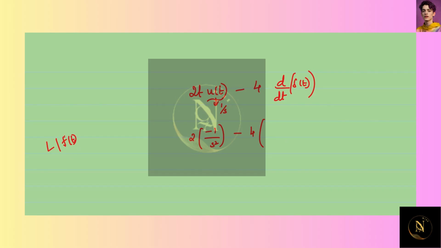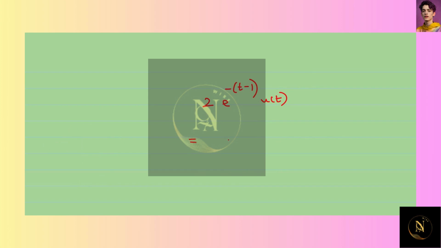The Laplace transform of the derivative f dash of t is s into the Laplace transform of f of t minus f at 0 minus. But delta of 0 minus is 0. So it's basically s into the Laplace transform of delta of t, which is 1. So it is s. So the answer for this question is minus 2 by s square minus 4s.